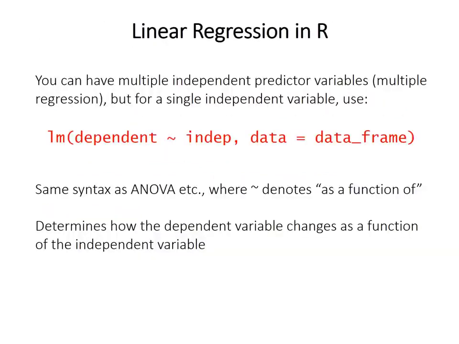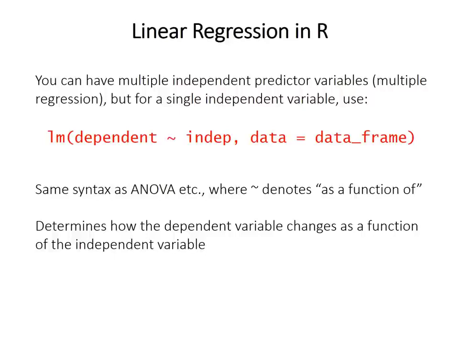So the function for linear regression in R is called lm, which stands for linear model. So you can use multiple independent variables. This is something called multiple regression, which we're not going to cover. But in this course, we're just using the single regression case. And so the syntax is similar to ANOVA, where you use the function that the dependent variable is a function of, or this tilde symbol, the independent variable.